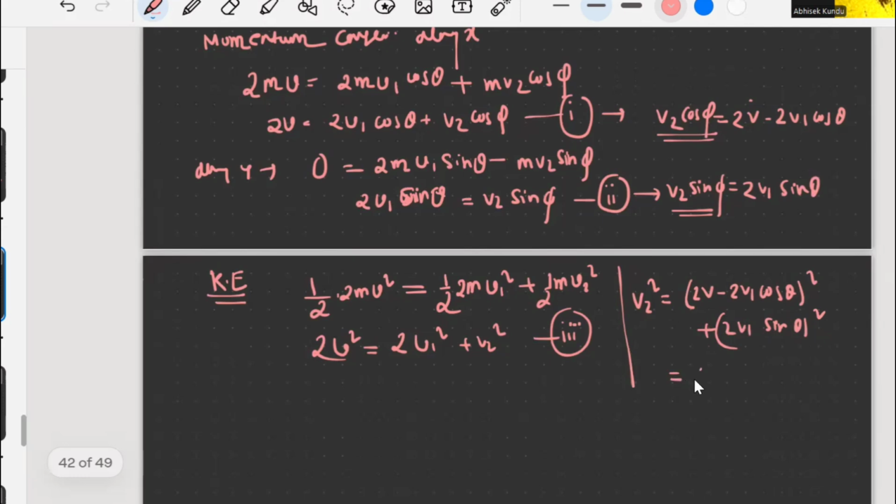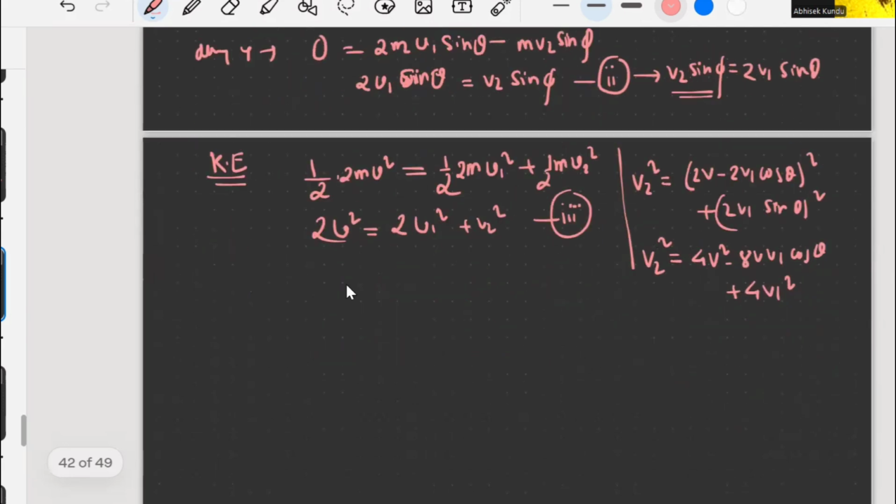So I'll get 4v square minus 8v v1 cos theta plus 4v1 square cos square theta plus 4v1 square sine square theta. Ultimately, it will give 4v1 square, that is equal to v2 square. Now see, in our third equation, what we got? Third equation, we got 2v square equal to 2v1 square plus v2 square. So v2 square, if you want to eliminate, because phi and v2 are what we have assumed, I can eliminate v2 in terms of v and v1 and theta, of course.